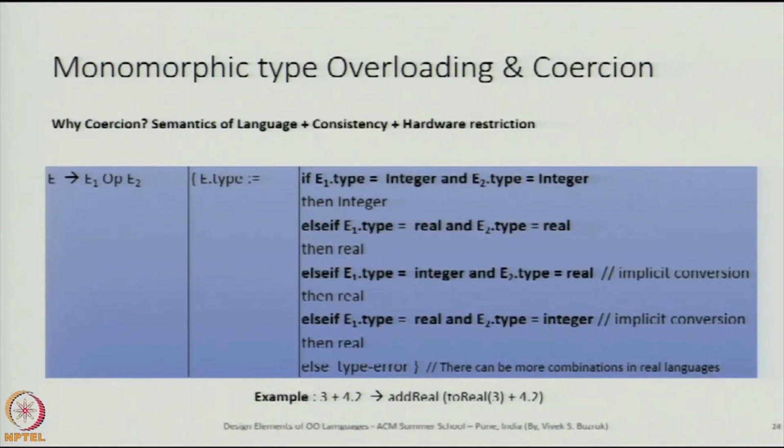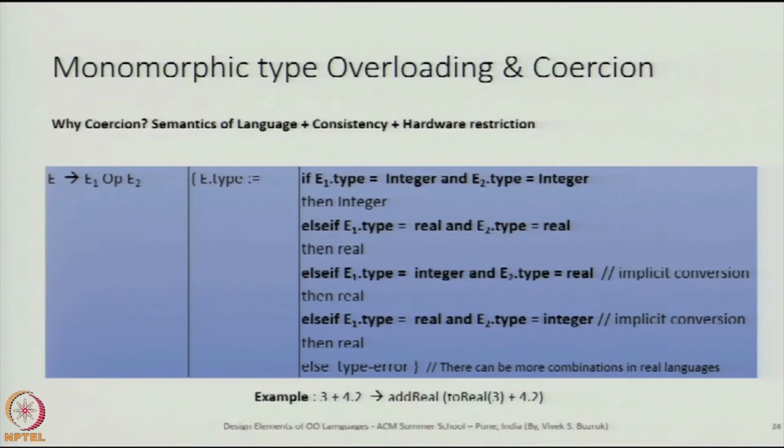Whenever we talk about type expressions, monomorphic types, overloading and coercion: if E1 type is integer and E2 type is integer, then integer. If E1 type is real and E2 type is real, then real. Now you can see the third part: else if E1 type is integer and E2 type is real, implicit conversion and then real. Okay, so the result type is real.